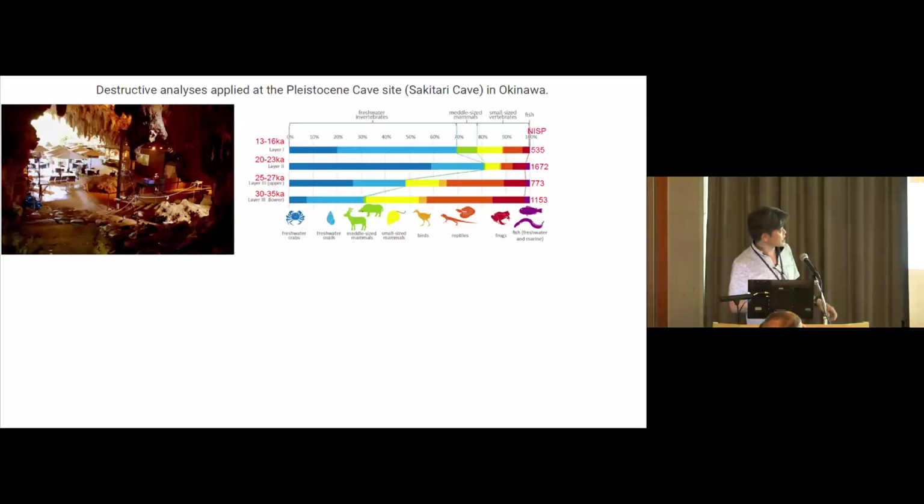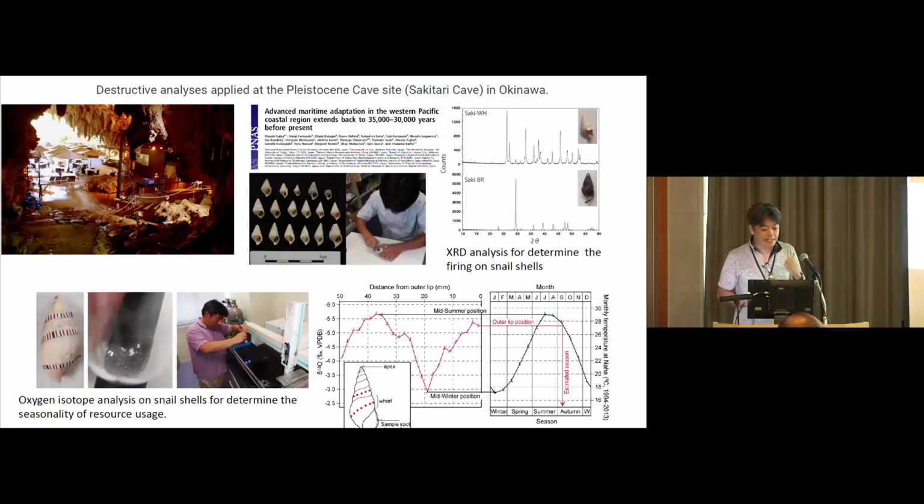And the second case is the Sakitari Cave on Okinawa Island. This is a Pleistocene cave site in Okinawa. And we obtained a great variety of animal bones from the Pleistocene layer, the Paleolithic layers. And one of the dominant taxa was freshwater snail shells. And we asked my collaborators to do XRD analysis and oxygen isotope analysis on the freshwater snails.